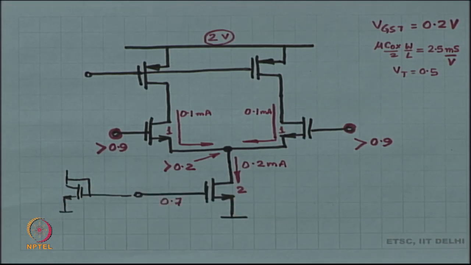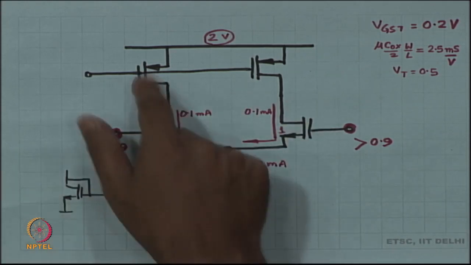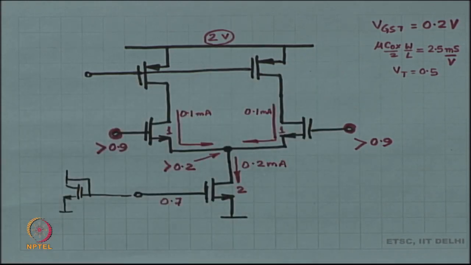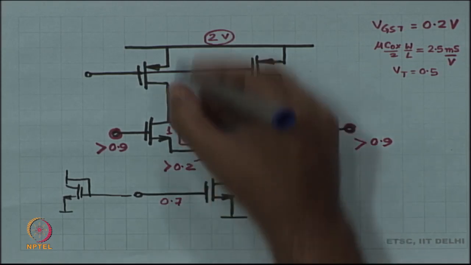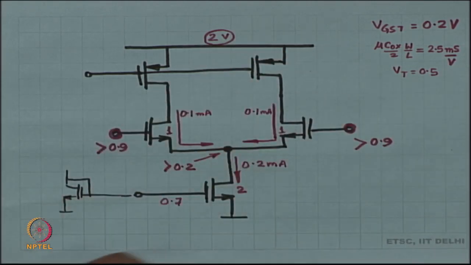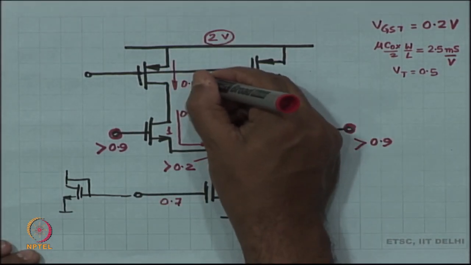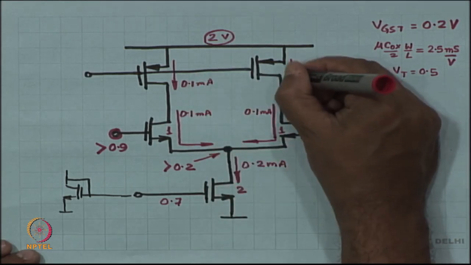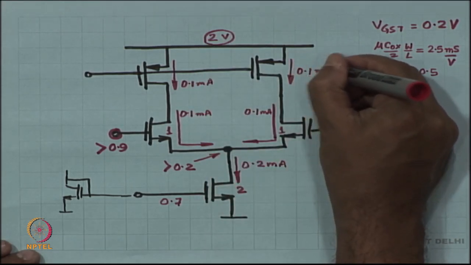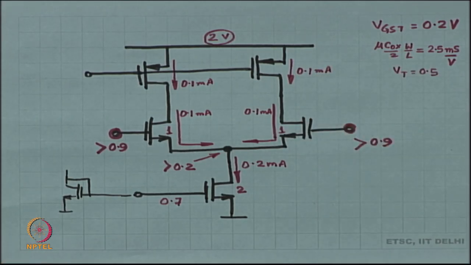All right. Now, what next? What about these two PMOSs? These two PMOSs also need to conduct 0.1 milliampere at DC. Okay. And for 0.1 milliamperes, VSG has to be more than VT by a certain amount, okay, according to the K of the PMOS.